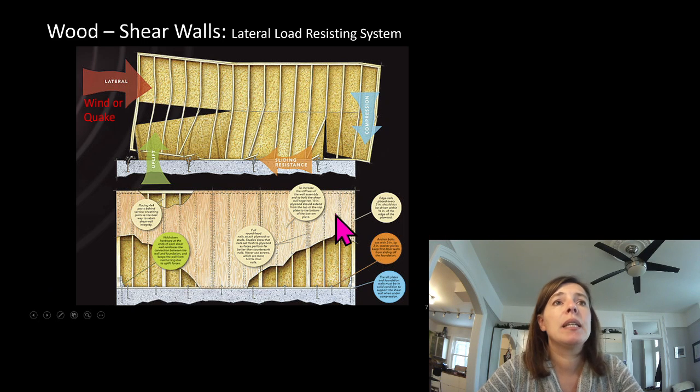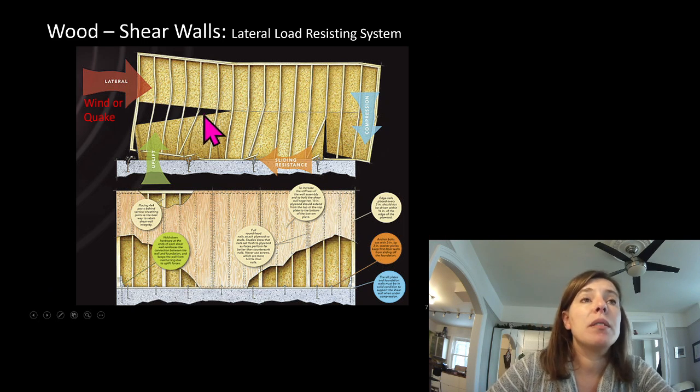Moment frame. Wood shear walls. So wood shear walls, you can see here this diagram, we have to think about them.